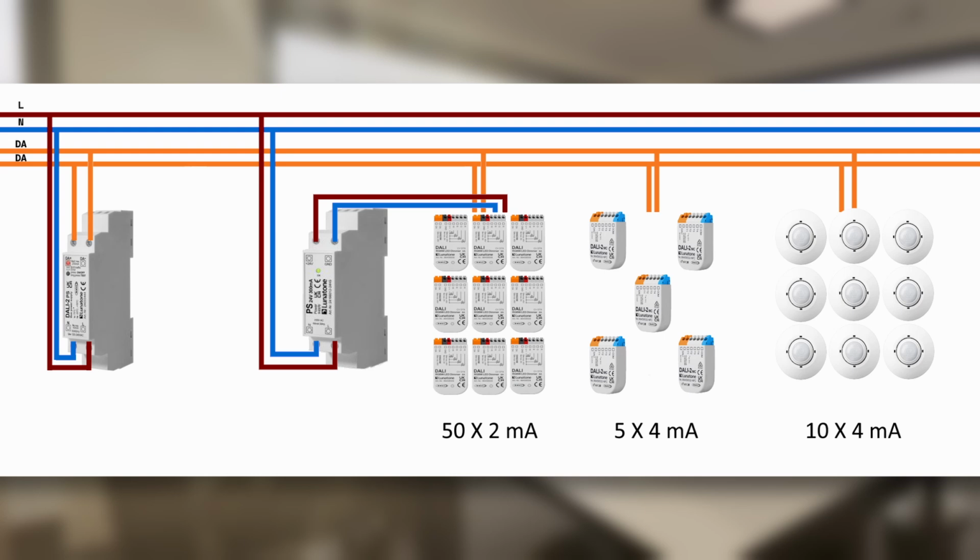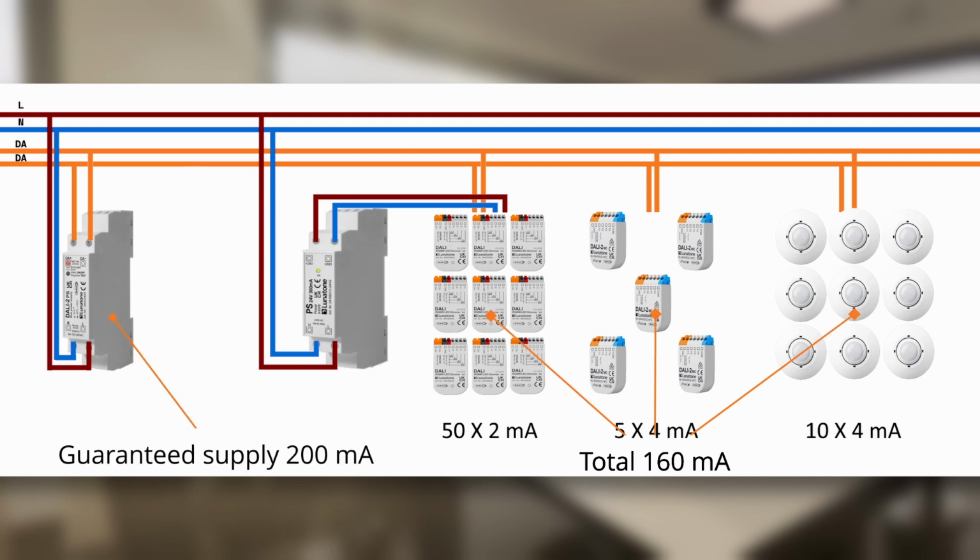Underpowered system example. Let's consider a system with 50 dimmers that take up 2 mA each, 5 MC input devices that take up 4 mA each, and 10 CS sensors that take up 4 mA each. The total current consumption is 50 times 2, 5 times 4, 10 times 4, for a total of 160 mA. While this is below the guaranteed supply of 200 mA, it exceeds the recommended 70%, which is 140 mA.